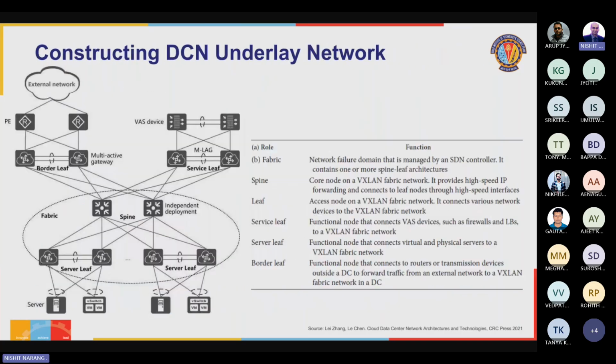Okay, so I'll stop here. We'll continue this discussion next time on data center networks, and we'll now reach the protocol part of it, VXLAN. That's something we'll do next time.